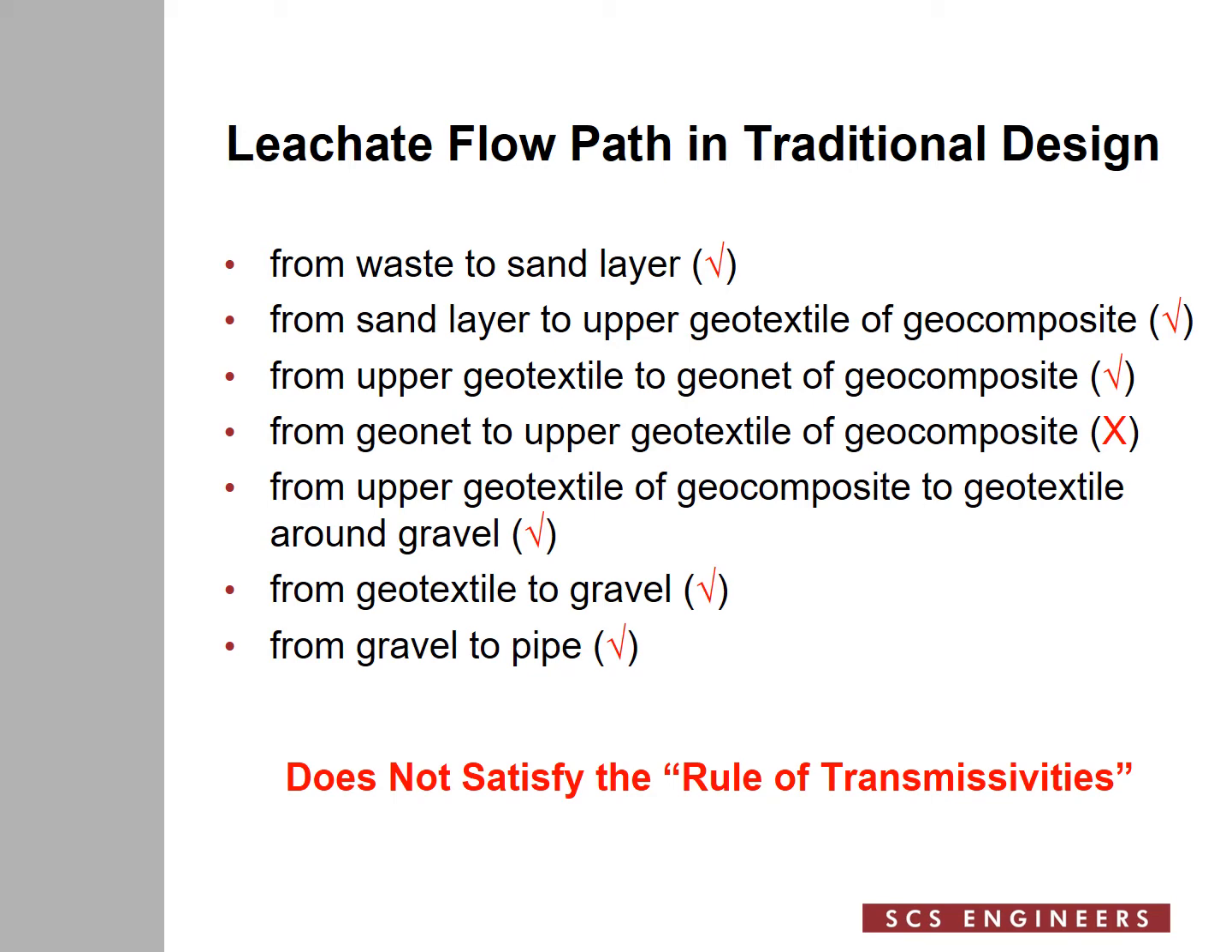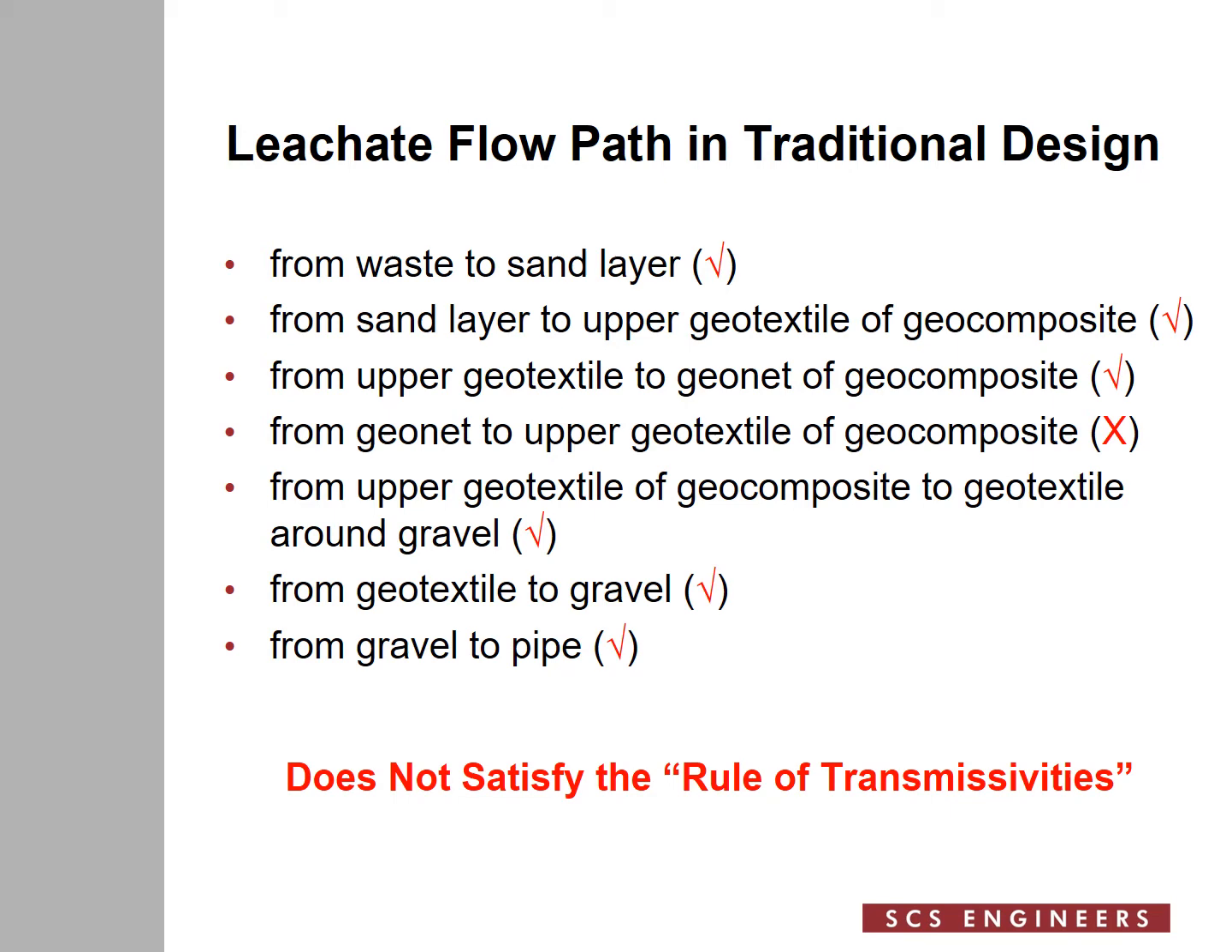And finally it moves, leachate flows from gravel to the pipe. Pipe transmissivity is larger than gravel, so it's a check mark, it meets the rule of transmissivity. But in general, the whole flow path does not satisfy the rule of transmissivity because of item number 4, that is the cross mark not meeting the rule of transmissivities.